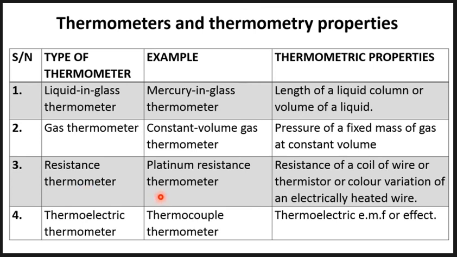And a good example is a platinum resistant thermometer, and the thermometric property is the resistance of a coil of wire. That's one, and it will also be a thermistor, and it could also be color variation of an electrically heated wire. So it could be any of these three that could serve as the thermometric property for a resistant thermometer. Basically, a resistant thermometer depends on the resistance of a coil of wire or on a thermistor.